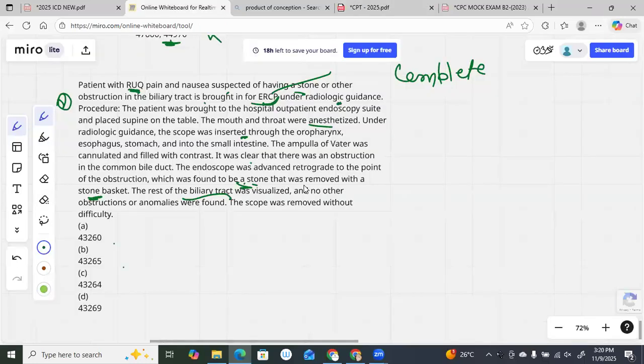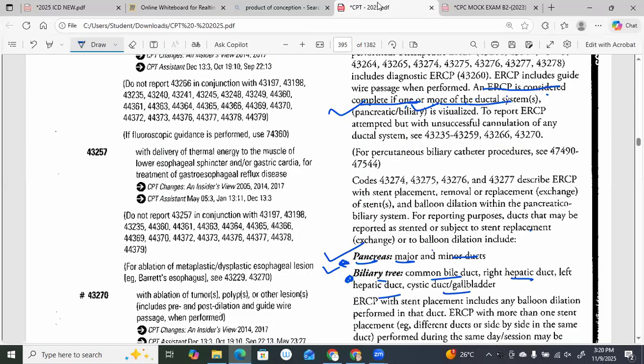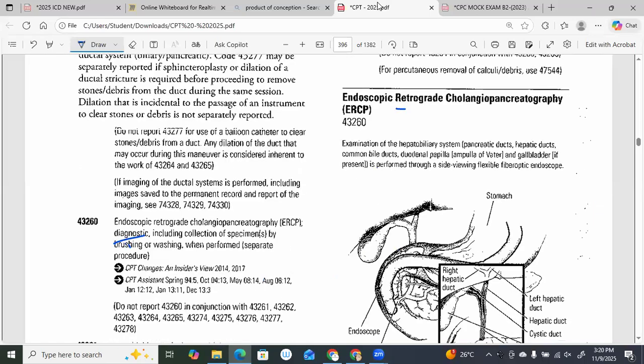We have these options 0, 6, 5, 4, and 9. So 43260 is endoscopic diagnostics. Diagnostic means when the patient is coming for the diagnosis of a condition and the condition is not identified already, the doctor needs to identify the condition. So that is diagnostic.